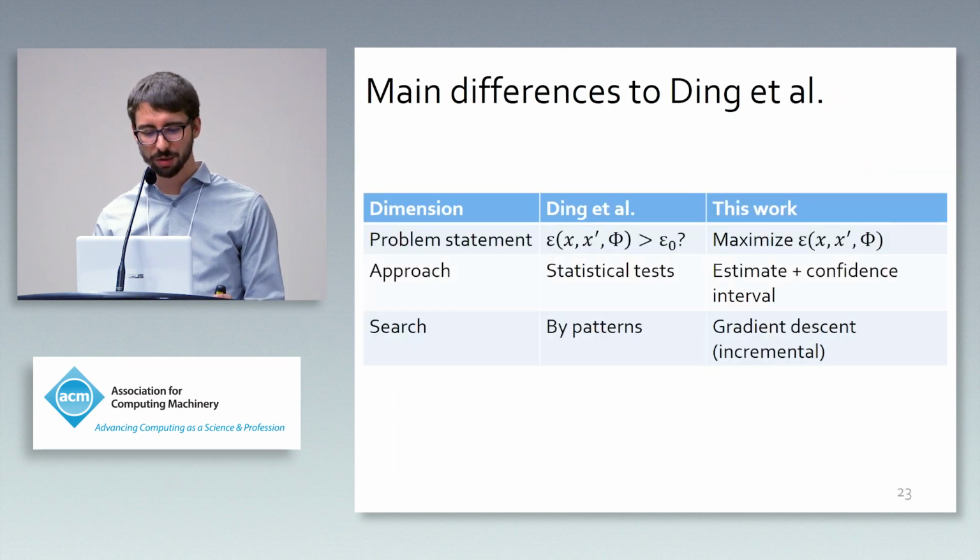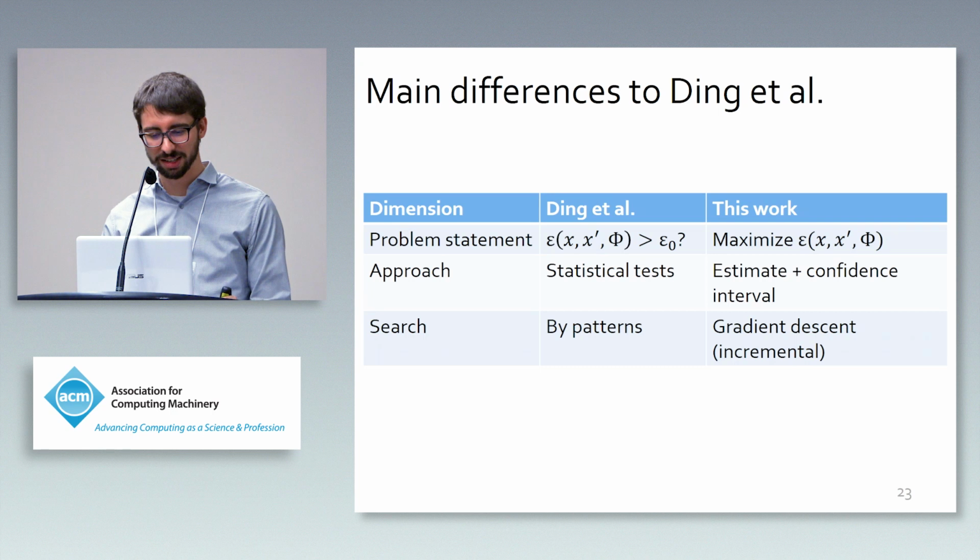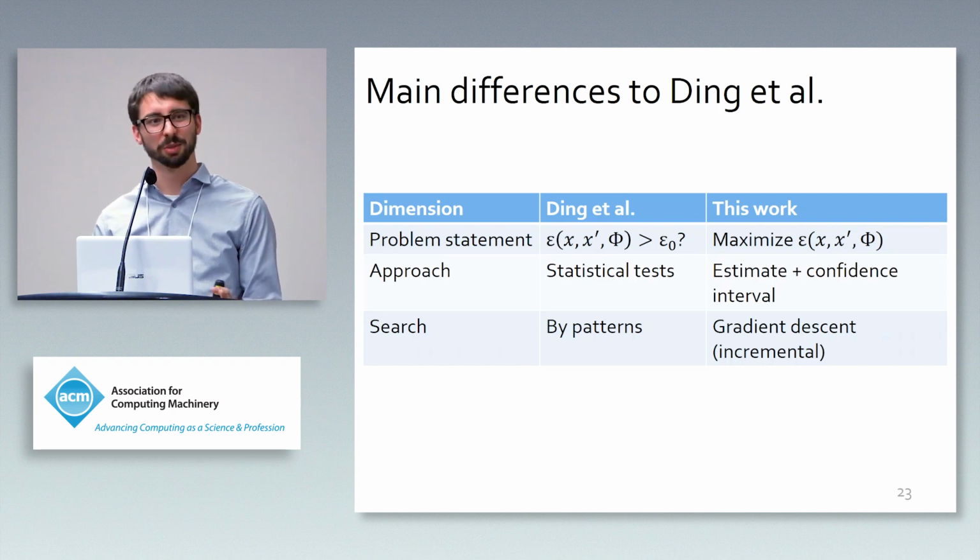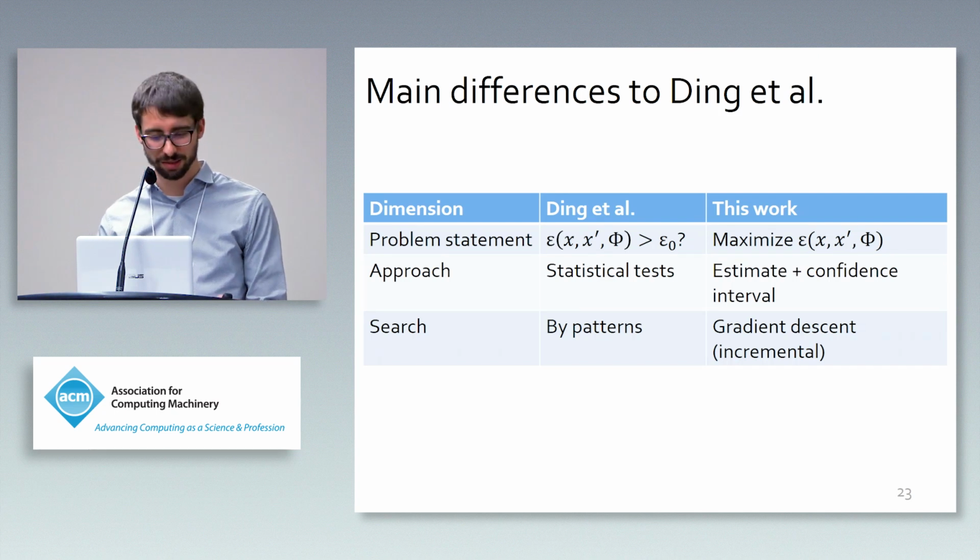Now, let me also quickly take the time to point out the main differences to this concurrent work that you just heard about before, which was done by Ding et al. Already the high-level problem statement is slightly different. Ding et al. compare to a threshold, epsilon 0, and try to figure out if the algorithm satisfies or does not satisfy this level of differential privacy, whereas we try to maximize, so we're trying to find the globally best epsilon. This is not always possible, but this is the inspiration of this work.